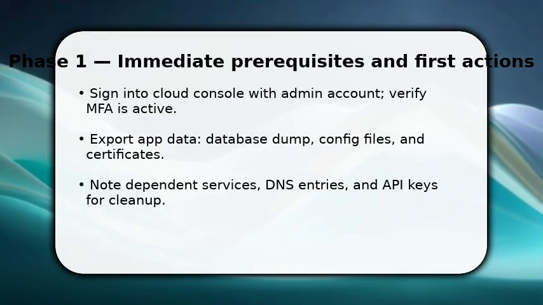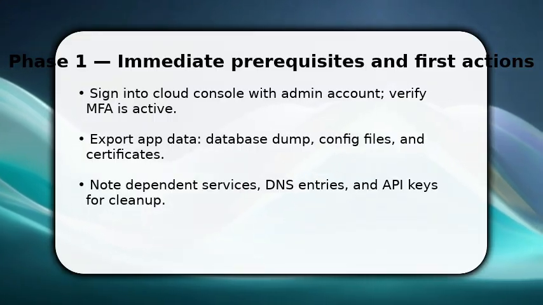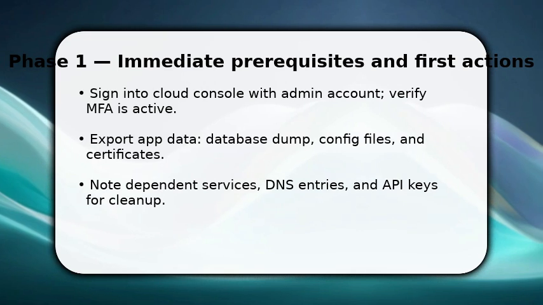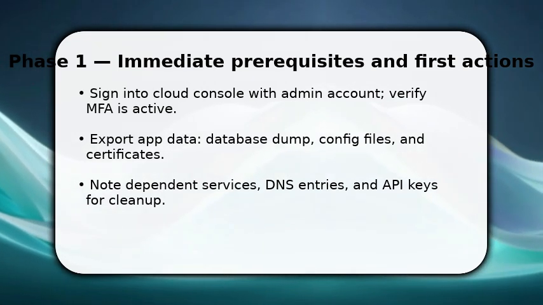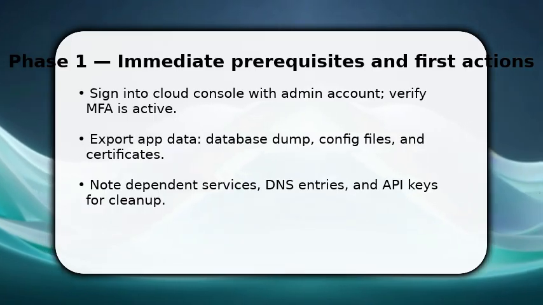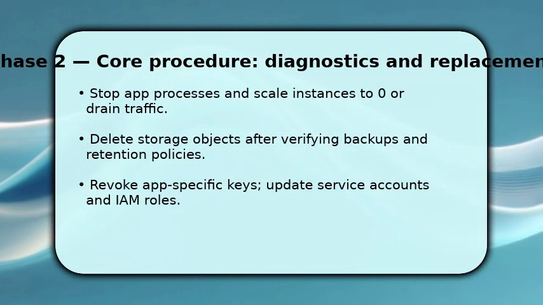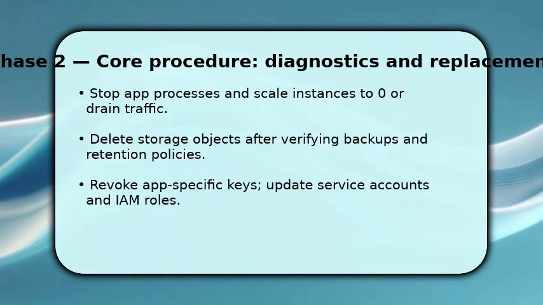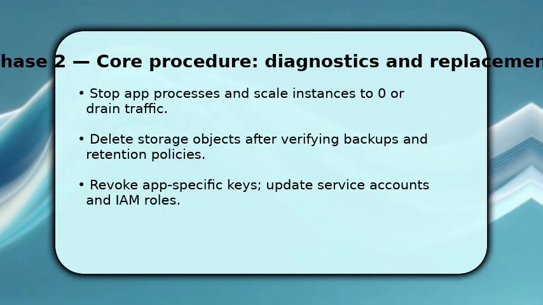This prevents surprises later. Now start the removal process for non-critical components first, so you can validate each change without disrupting users. You now stop running app processes and drain traffic, scaling instances to 0 to prevent new requests. Once done, detach and lock persistent volumes, then verify backups before deleting storage objects. Make sure retention policies are met.